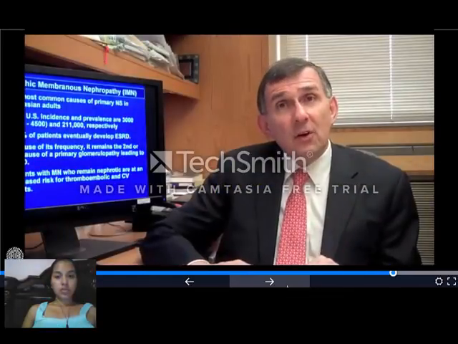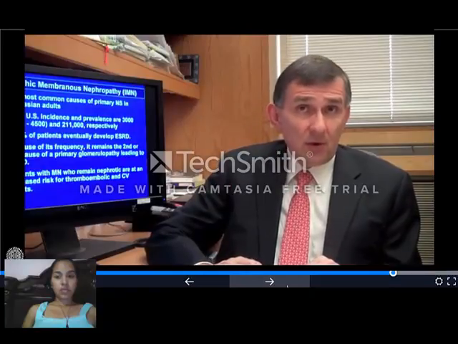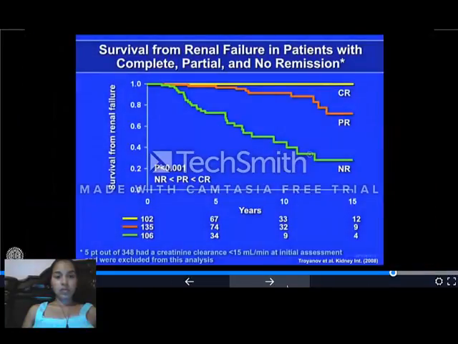Now, the best prognostic factor for patients with membranous nephropathy is, in fact, a remission of proteinuria. As illustrated by these slides, patients who go into complete remission, meaning no protein in the urine, have an excellent long-term outcome. But even patients who have a partial remission of proteinuria, meaning that the proteinuria goes to levels below 3.5 grams per 24 hours, still do excellently long-term.